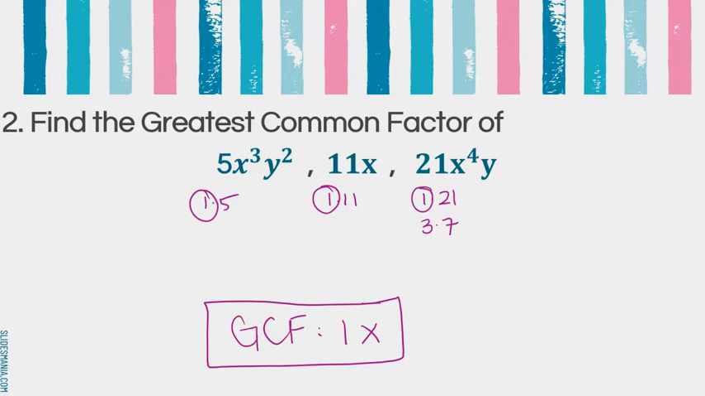This one's also a fun one. 1 is the number that they all have in common because both 5 and 11 are prime numbers, so they don't have a lot of factor pairs. And then it's also fun because you'll notice that they all have x's, and the smallest they have is x to the first, but they do not all have y's. Only two of the terms have y's, and so since they don't all have it in common, it is not part of our GCF.